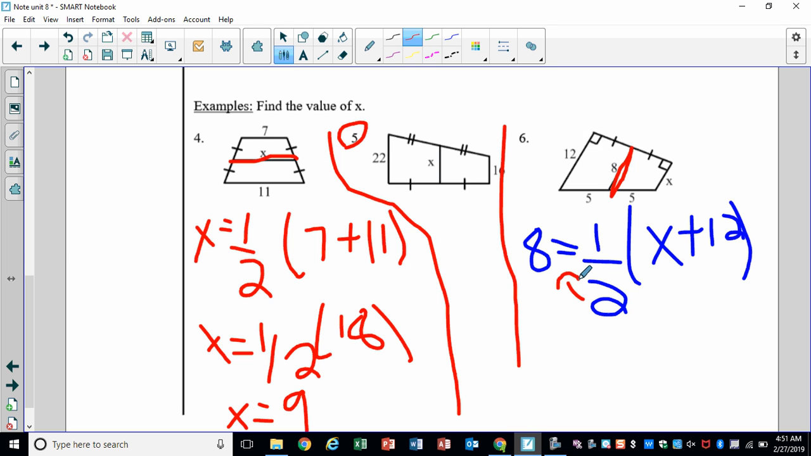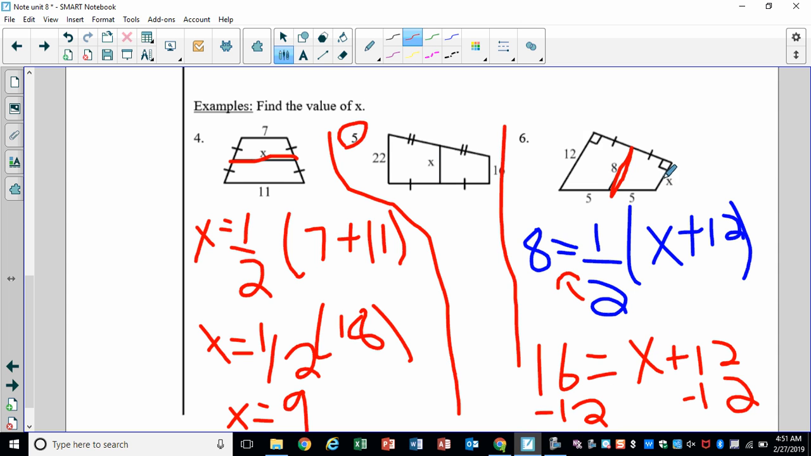Since it's multiplied by 1/2, if I multiply both sides by 2, it would get rid of the fraction. So 8 times 2 is 16. 1/2 times 2 is just 1. So I have x plus 12. Okay. Then I have to subtract 12 from both sides.